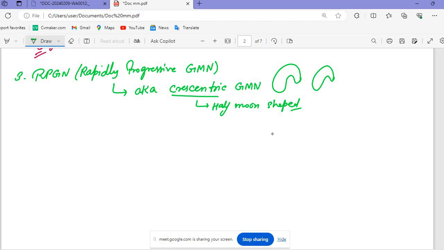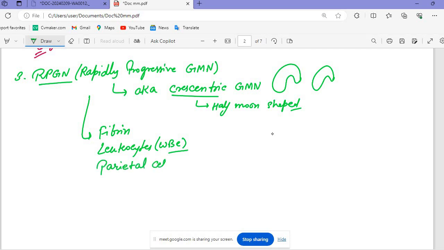If there is an increase in the number of crescent glomeruli, it will have a poor prognosis. So RPGN, also known as crescentic glomerulonephritis, is composed of fibrin and leukocytes, meaning the WBC count will be increased in these conditions, and we will see the parietal cells will be more.